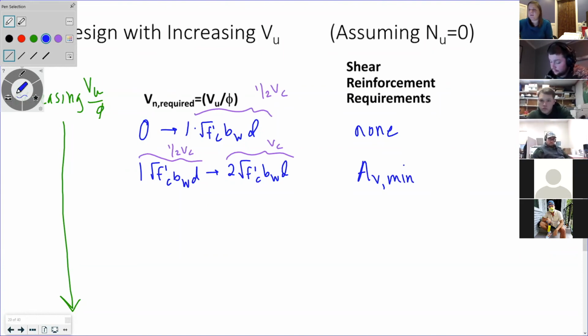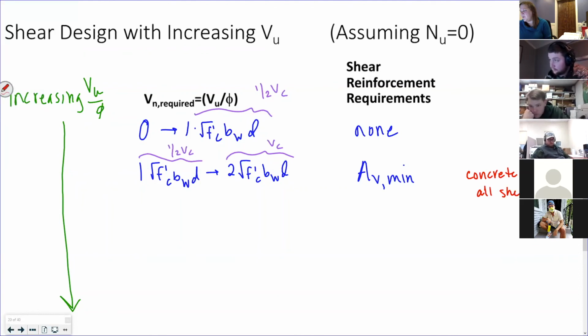But my concrete provides all of the shear resistance. What we were saying is this is kind of where you want to live generally. It's just providing the minimum. But we're not going to do that in this class. Why not?